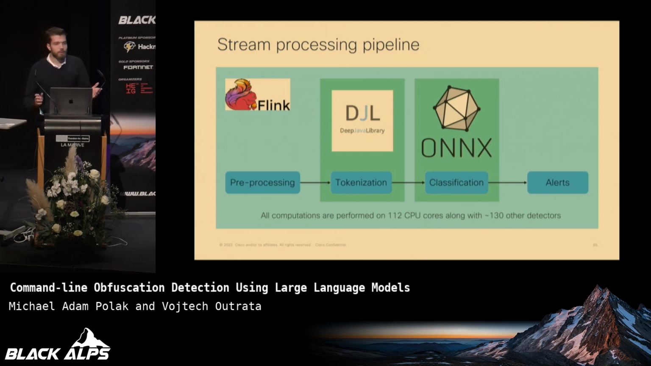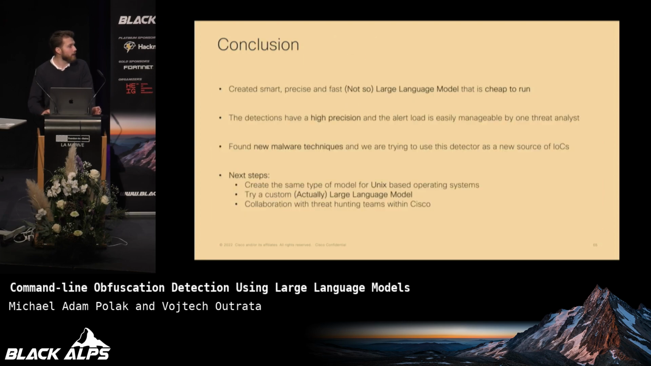Thank you. So one may ask, how do we do this in production, and how do we do this in real time? We created an Apache Flink pipeline, and we wrote the pre-processing as a simple function. Then we managed to port the tokenizer from Python using the Deep Java Library. And last but not least, we use the ONNX framework for the model itself. Like this, we're actually able to provide the alerts or security events in real time without any delay. And it's actually quite cheap because it's able to run just on a couple of CPUs along with 130 other detectors. So it's not really the only thing running there right now.